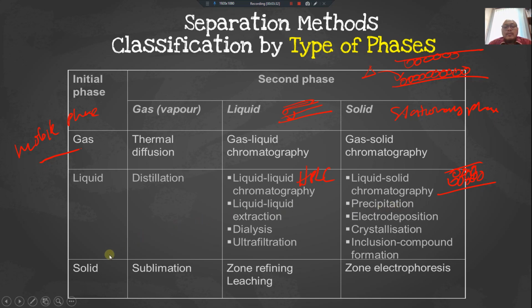And then if the initial phase is the solid, and the second phase or stationary phase is the solid, it can be sublimation, sorry, solid to gas, from the solid directly to gas. What is meant by sublimation is that there is no intermediate phase. So solid directly goes to the gas. What is an example of solid turning to gas? An example I can give you is dry ice.